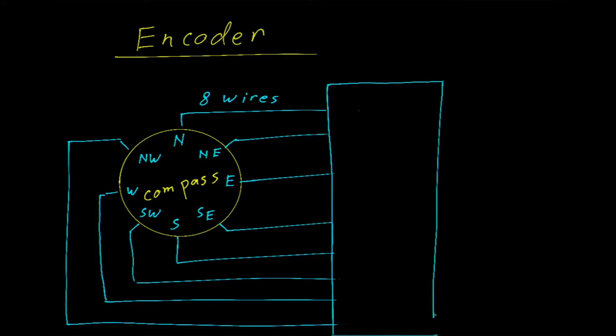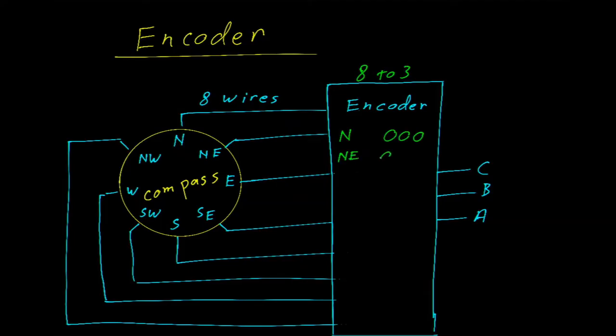So install this encoder chip. But the encoder only has 3 output wires. We'll call them C, B, and A. This encoder will map 8 input wires to 3 output wires. You could look at it this way. If it's north, it's going to encode the output as 0, 0, 0. Northeast, 0, 0, 1. East, 0, 1, 0, and you've done enough truth tables at this point to see where this is going. West is 1, 1, 0, and finally, northwest is 1, 1, 1.